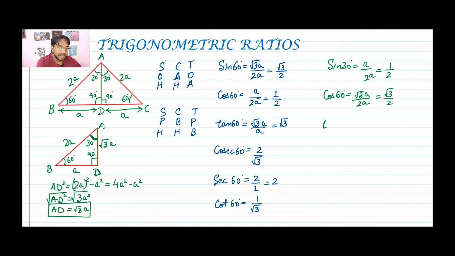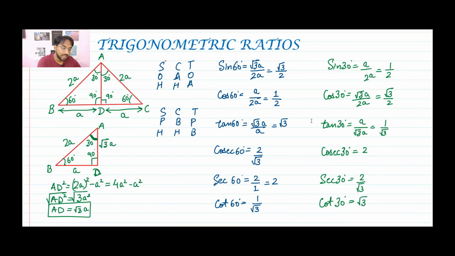Then this is 30 degrees. So tan 30 degrees will be opposite by adjacent. Opposite is A and adjacent is square root 3A, so it means 1 by square root 3. Fine. Then cosecant will be reciprocal of sine, so cosecant 30 degrees will be equal to 1 by 2, reciprocal is 2 by 1, or 2, and secant 30 degrees reciprocal of cos, so 2 by square root 3, and finally cot 30 degrees reciprocal of tan, so 1 by root 3, reciprocal will be square root 3.